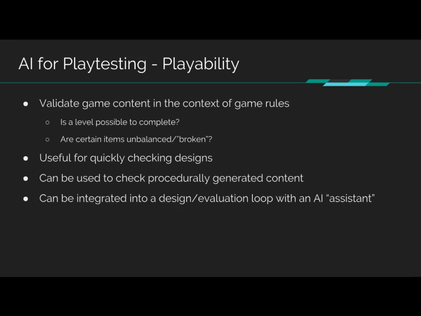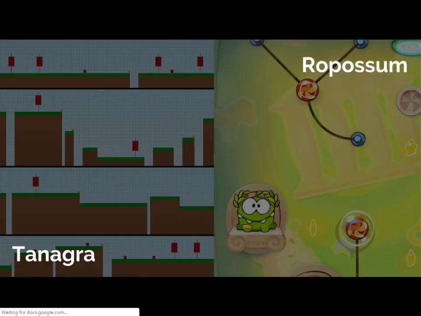So you can integrate this into a sort of design and evaluation loop where you think of AI again as an assistant or a collaborator rather than just a replacement or an underling for human labor. And a couple of systems that have done this, these have both had papers published about them as well, so feel free to look these up on Google Scholar, are Tanagra and Rapossum.